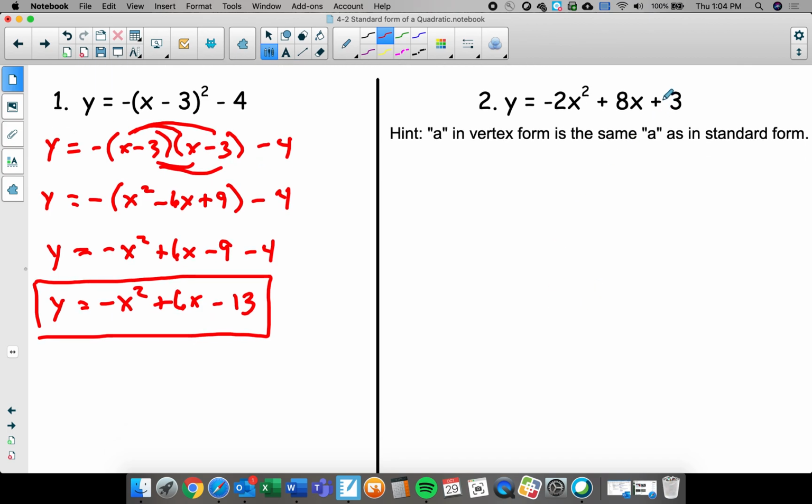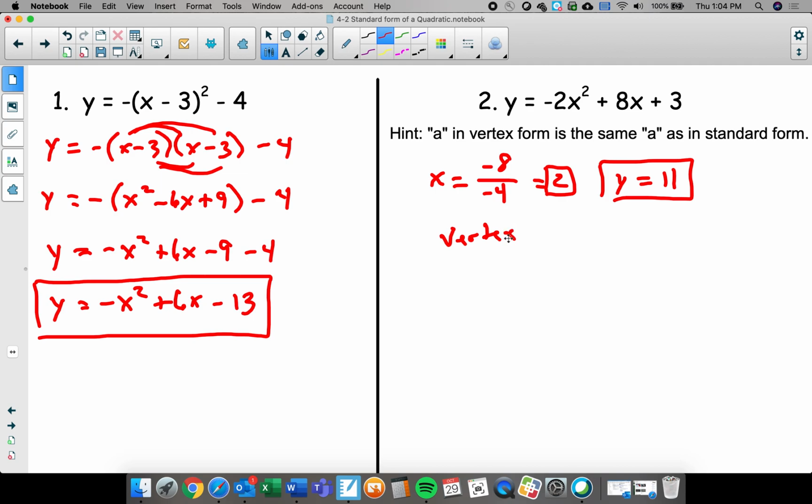If that was the case, that means I need to find the vertex, okay, like we did earlier in the lesson. So the x-coordinate of my vertex is going to be the opposite of b, so negative 8, over 2 times a, which is negative 4. So the x-coordinate is 2, positive 2. If I then plug that back in, negative 2 times 2 squared plus 8 times 2 plus 3, that will give me a corresponding y-coordinate of 11. So that means the vertex in this case is the ordered pair 2, 11.